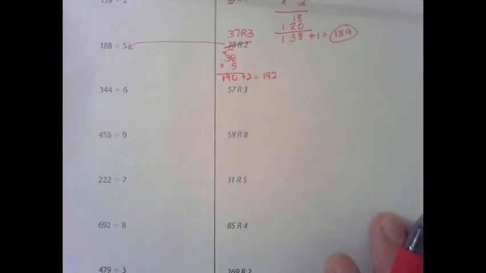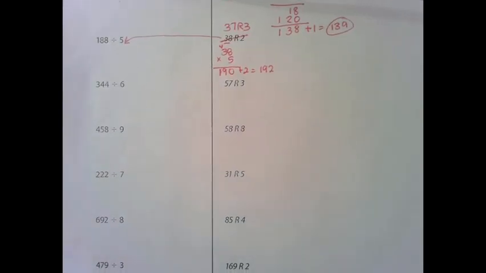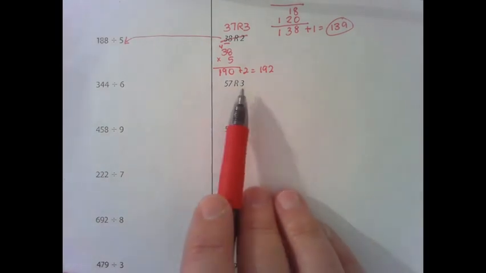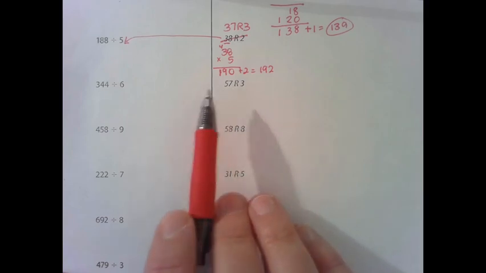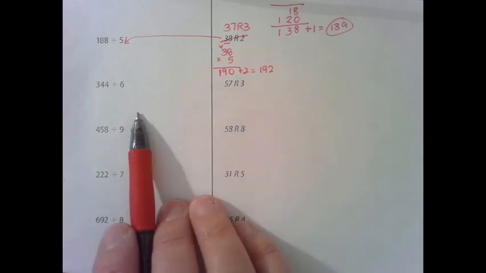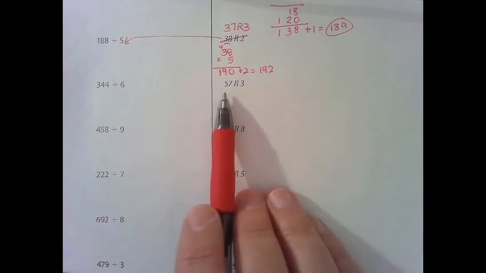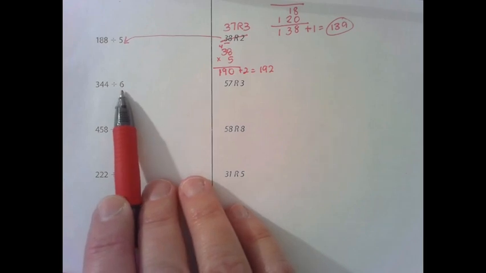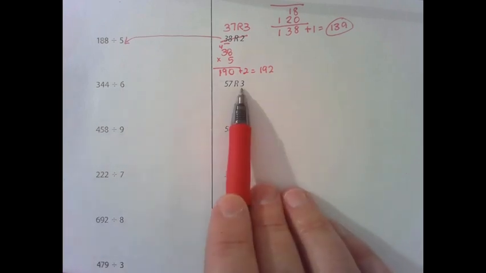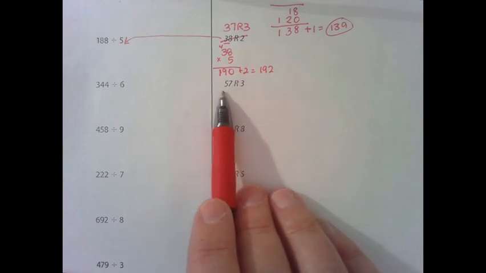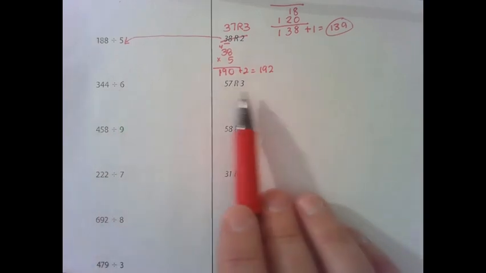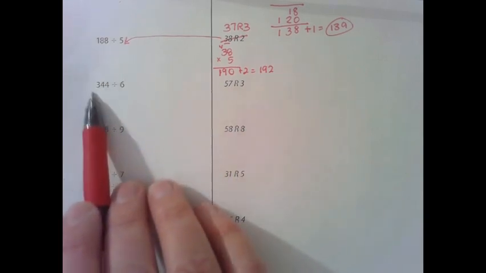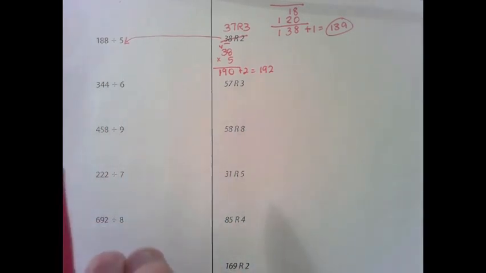Okay, so I'm going to stop the video. I'm going to have you do the rest on your own, plug away at it. Again, what you're supposed to do is take the answer and check it by multiplying. For this one, I'll get you started. You're supposed to go 57 times 6. Once you get that answer, you have to add the remainder. Once you multiply 57 times 6 and then add 3, you should get 344. But if you don't, that means this answer is wrong and you have to do the division.